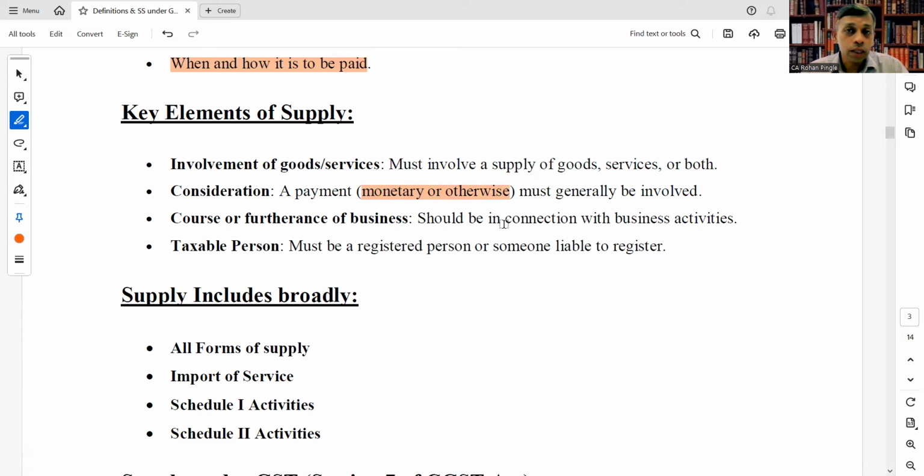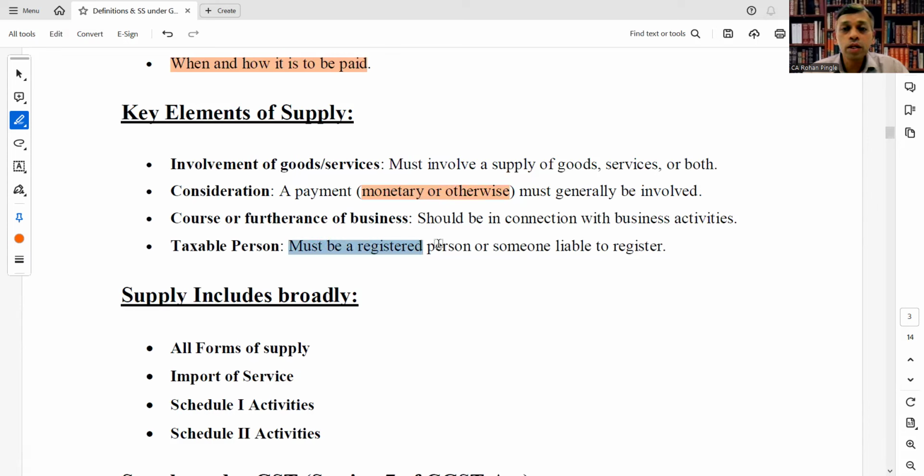There is one thing we have learned: in case of import of services, it should not require to be in the course or furtherance of business. We remember that one difference. Other than that, everything should be in the course or furtherance of business to be covered under supply. It should be in connection with business activities.